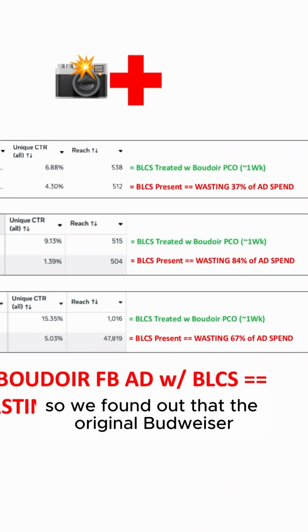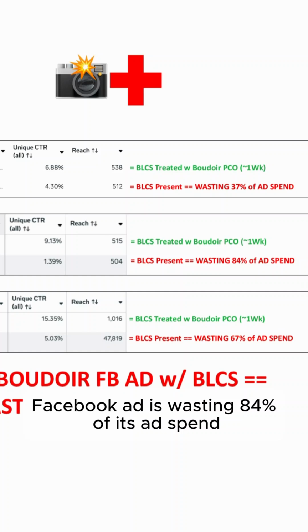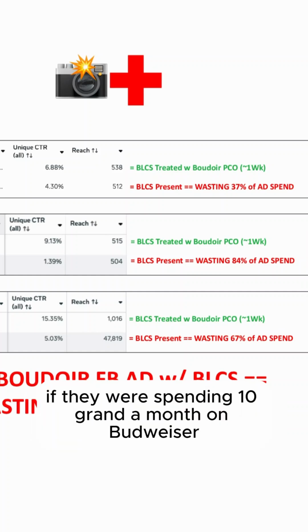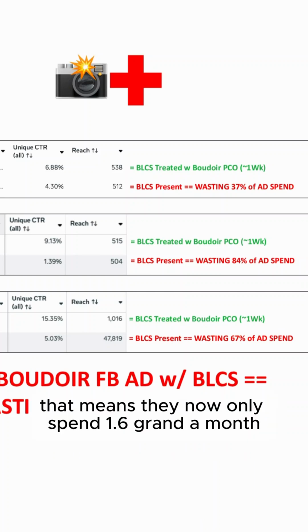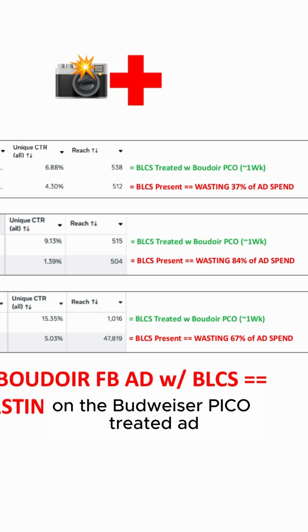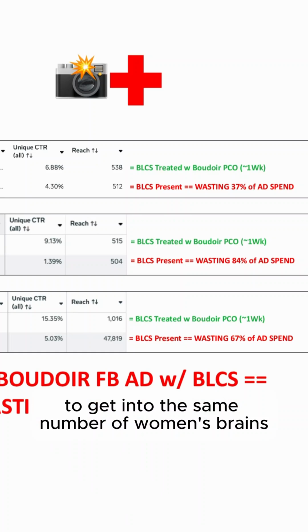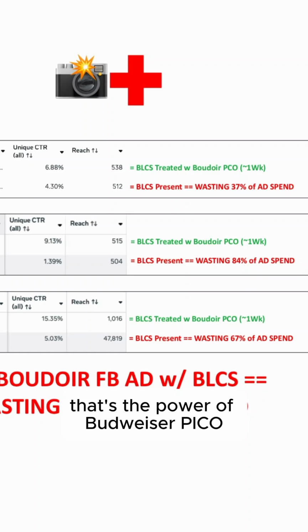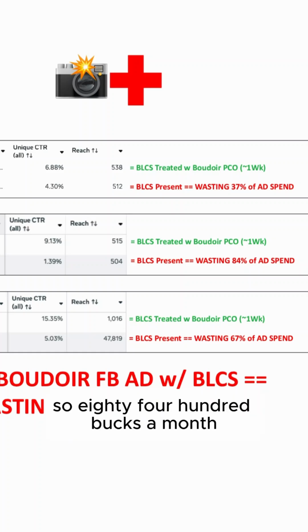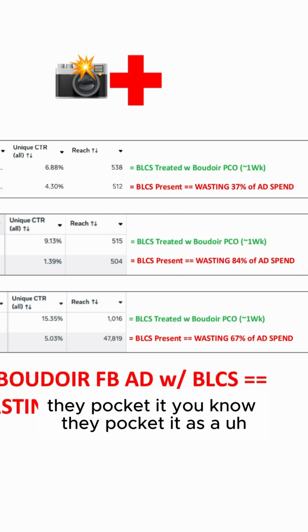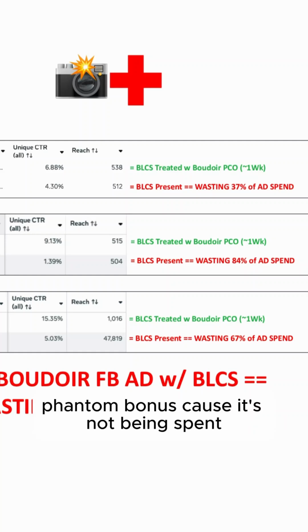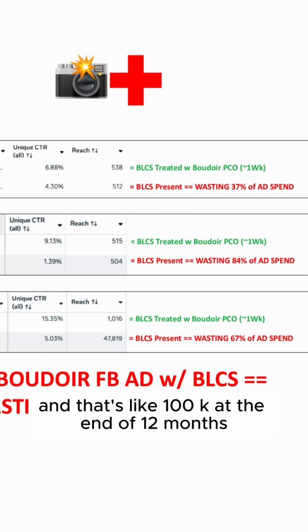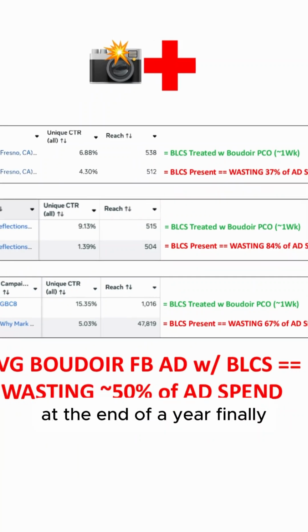So we found out that the original Boudoir Facebook ad is wasting 84% of its ad spend. If they were spending 10 grand a month on Boudoir Facebook ads, they now only need to spend 1.6 grand a month on the Boudoir Pico treated ad to get into the same number of women's brains. That's the power of Boudoir Pico. So 8,400 bucks a month, they don't even have to spend it anymore. They pocket it as an extra bonus, a phantom bonus, because it's not being spent. And that's like 100K at the end of 12 months, at the end of a year.